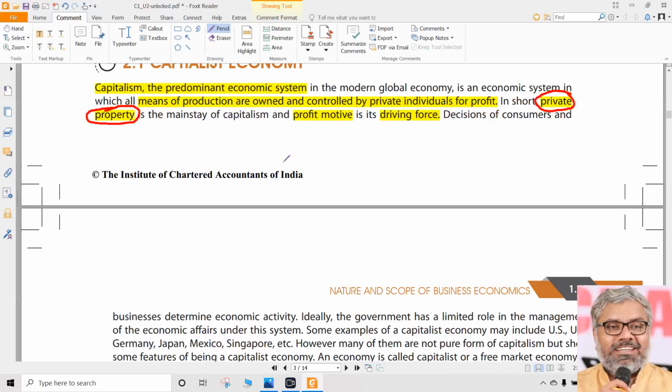Nobody can say this is my property. Everything, whether it is land, buildings, machinery, money, everything, it is ours. So it is always about the society's common property. So that's what socialism generally thinks about.